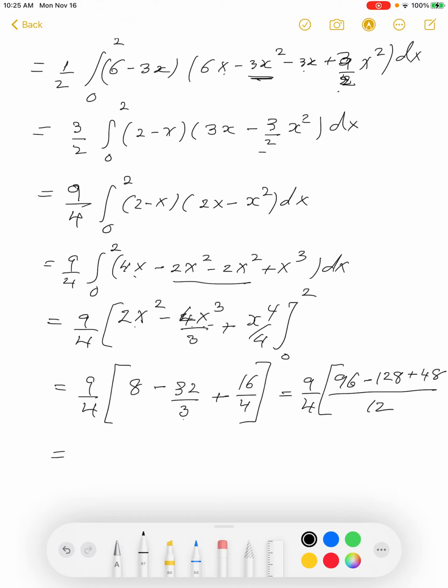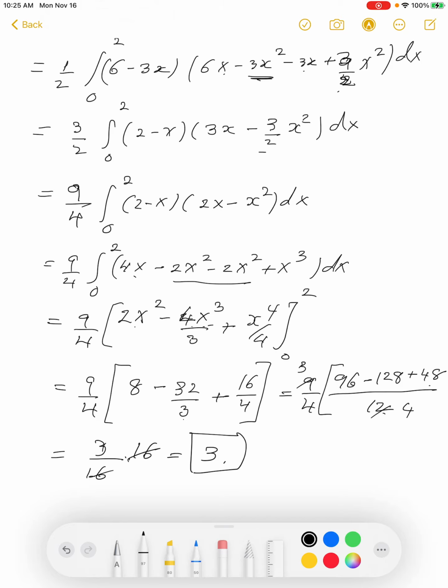by 12. So that gives me, if I cancel 3, I get 1 over, you will be left with 3 here and 4 here, so it will be 3 over 16, and then this turns out to be 144 minus 16, minus 128 is 16, so the answer should be 3. So that's how you evaluate a triple integral.